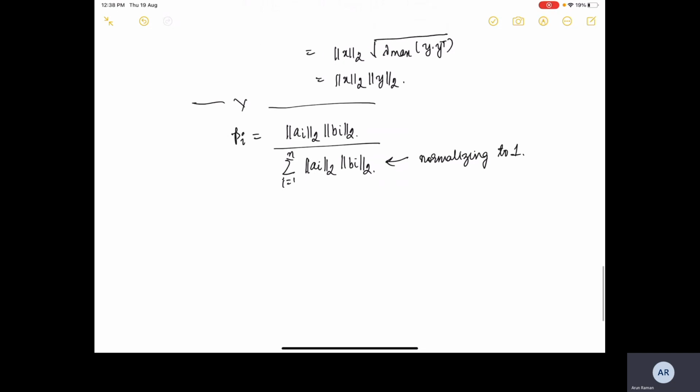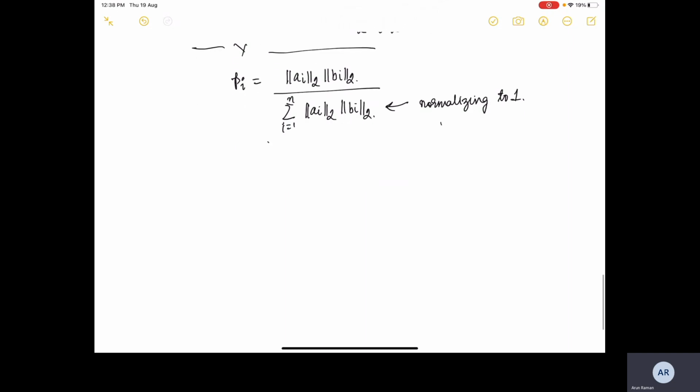If you look at the numerator, we have two lengths. So this sampling procedure is also referred to as length squared sampling. The term is even more relevant when B is equal to A transpose, because then it becomes A_i. If B is equal to A transpose, what we want to evaluate is A A transpose, and then our sampling probabilities are just these.